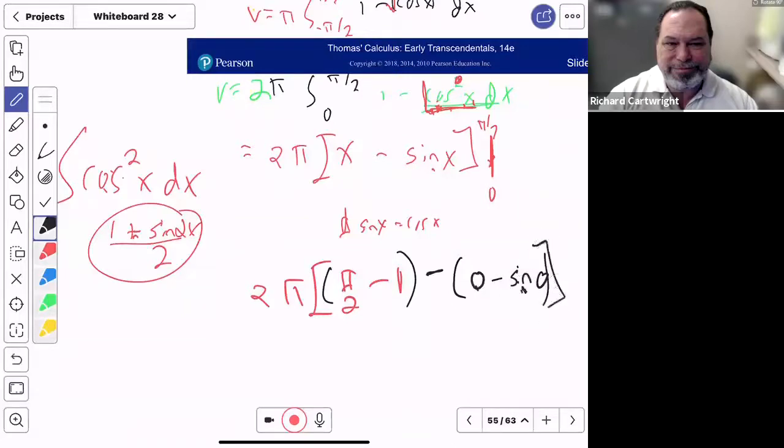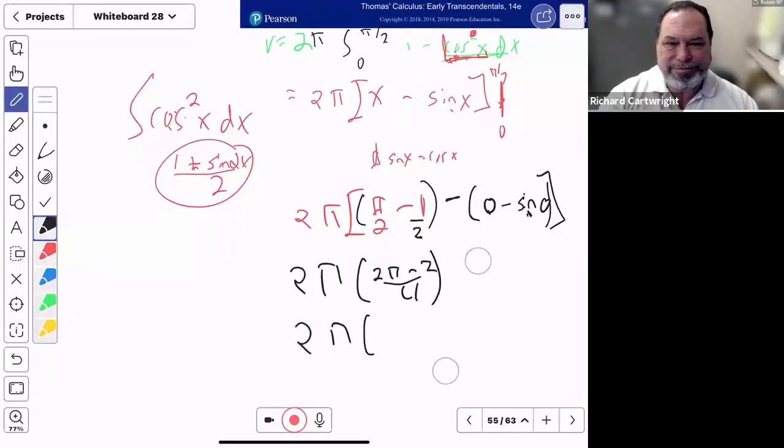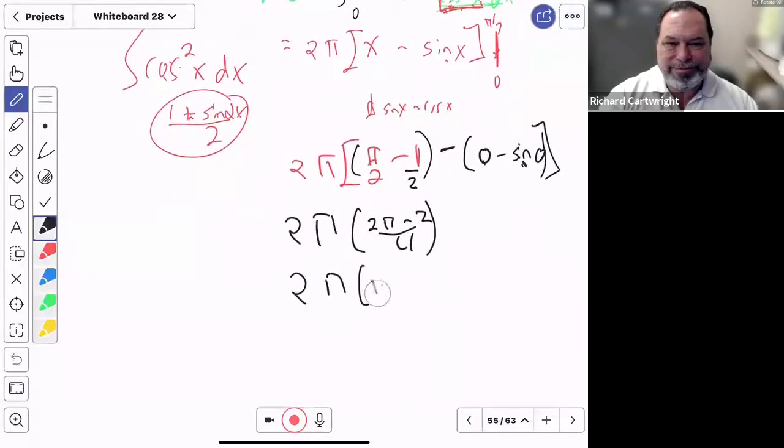So I don't need anything I wrote in black there. So 2 pi times, I'll put a little 2 here, that stands for 2 pi minus 2 over 4. That's 2 pi times, well, that didn't help much, did it? 2 pi minus 2 all over 4. It still has to be distributed. I may as well have left it the way it was, as times pi over 2 minus the 1. It's going to give me the same answer.